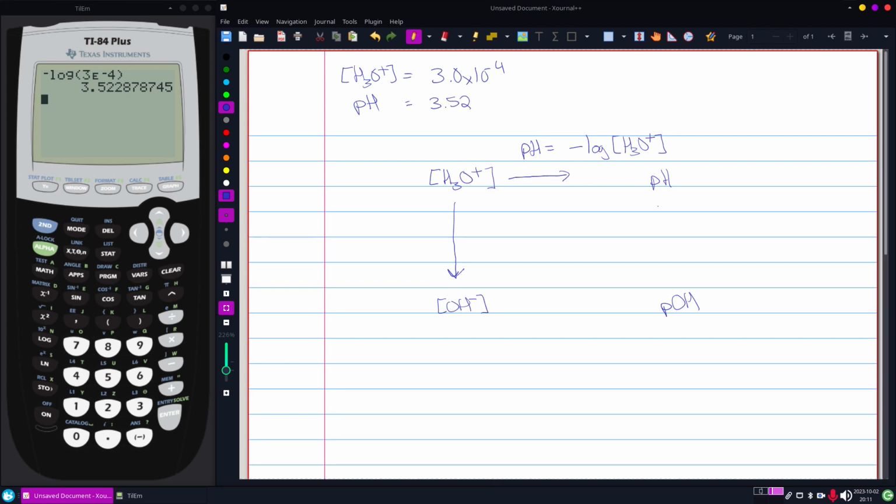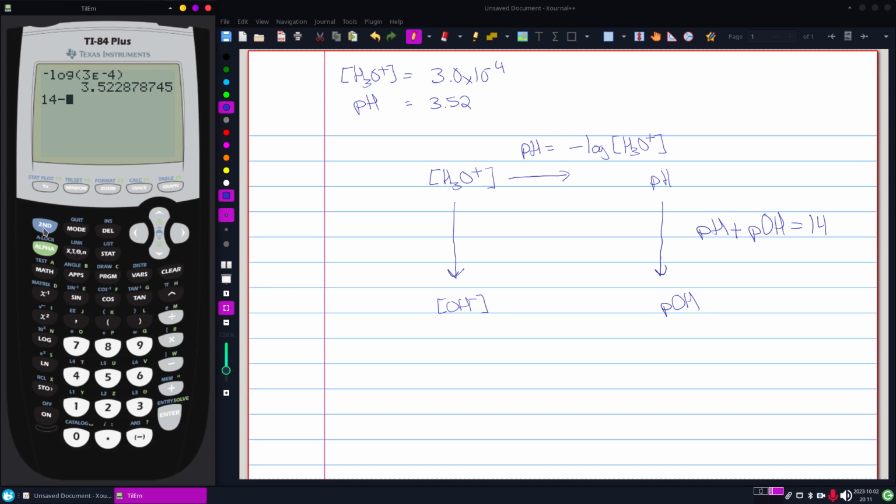And then if I want to convert that pH into a pOH, the equation I'm going to use is the fact that pH plus pOH always adds up to 14. So if I do 14 minus that value, I get a pOH of 10.48.